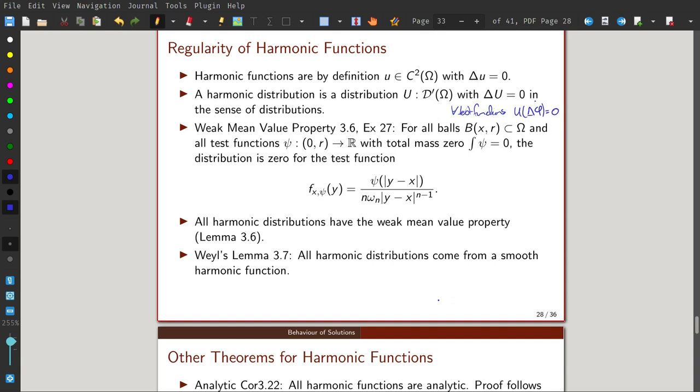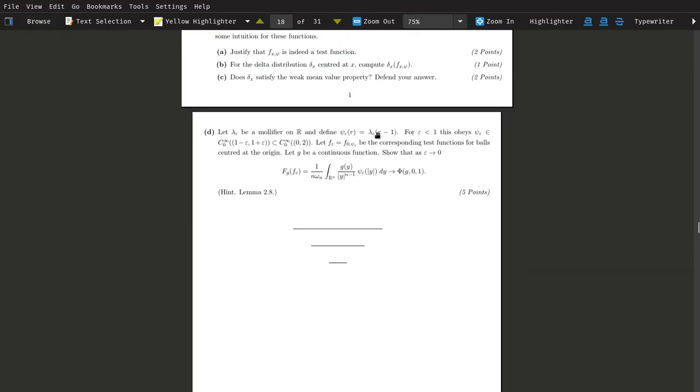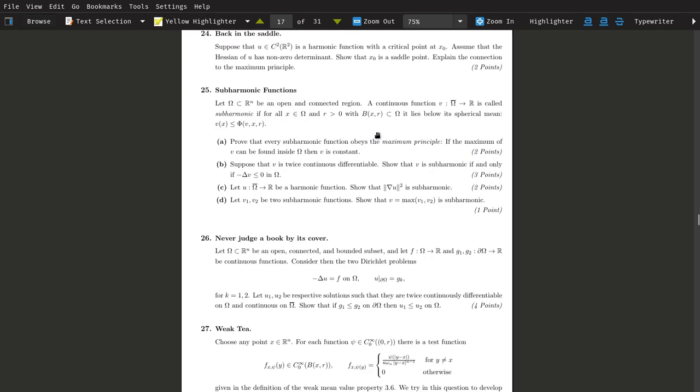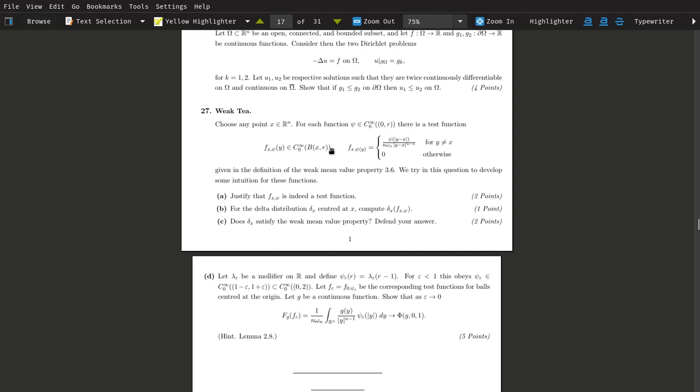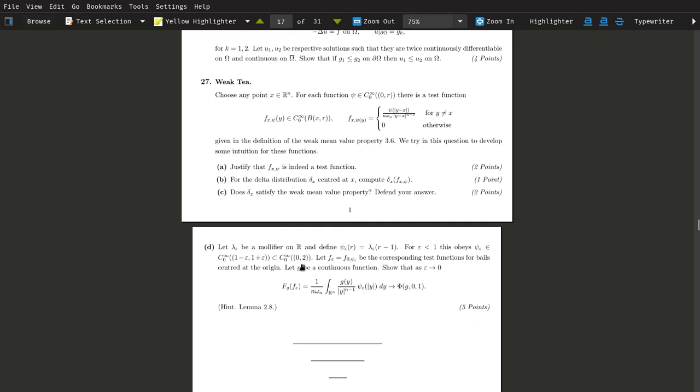Now, this is actually a really strange thing, the weak mean value property. You might remember this weird-looking function f here. The essential point, I would say, is what's discussed in exercise 27. So let's have a quick look at exercise 27, which is about exactly these functions. And I would say the important point is to understand part D here: that if you have a multiplier and you plug it into this formula, a distribution applied to such a function approximates the spherical mean of the function.